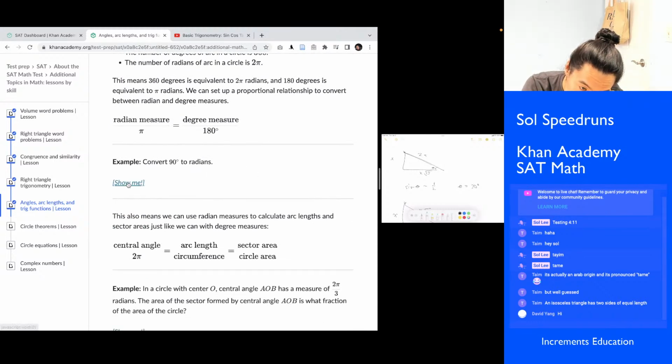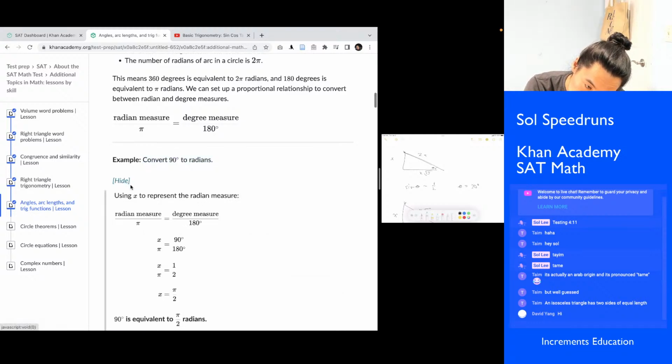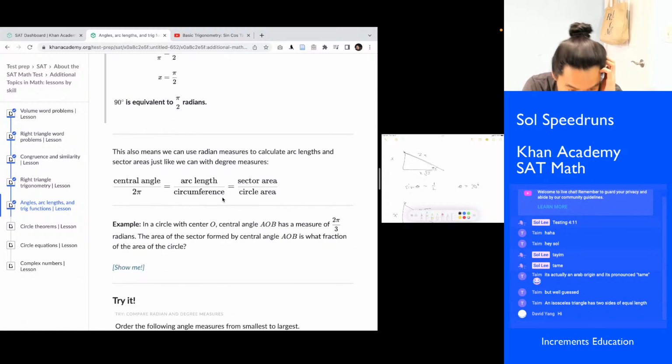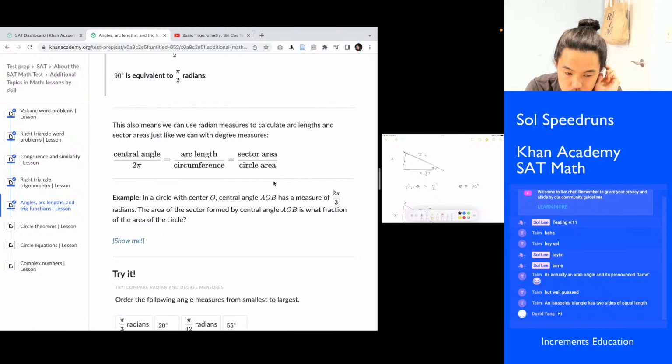Okay. So what's a fourth of 2 pi? It's 1/2 pi. Central angle divided by 2 pi is equal to, what does this mean? Oh, the arc length over circumference, right? Is equal to sector area over circle area. Sure, those are the ratios.